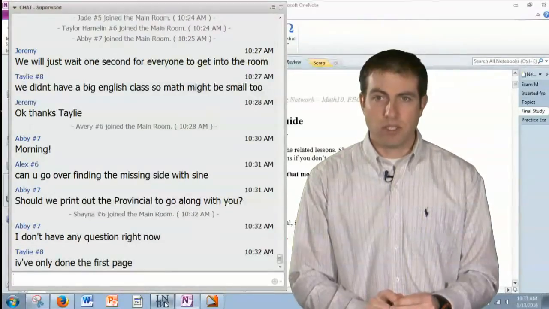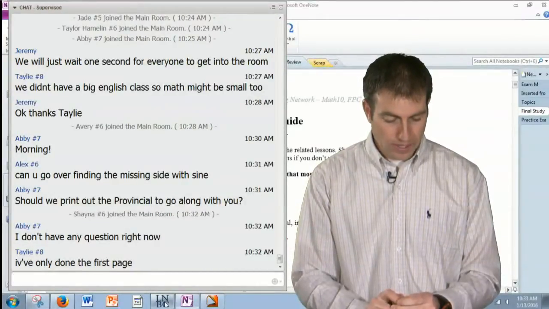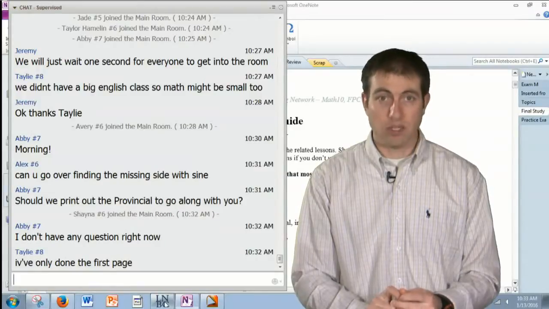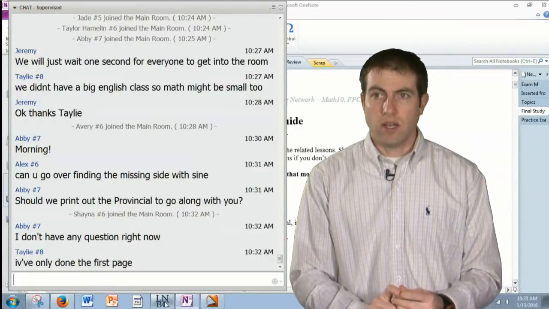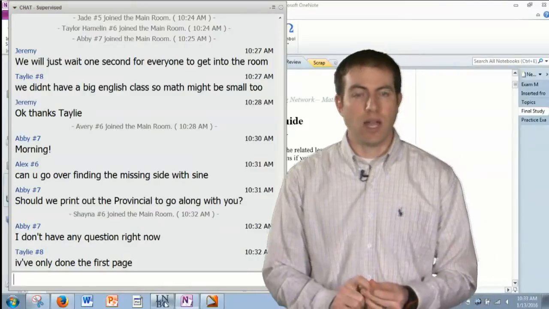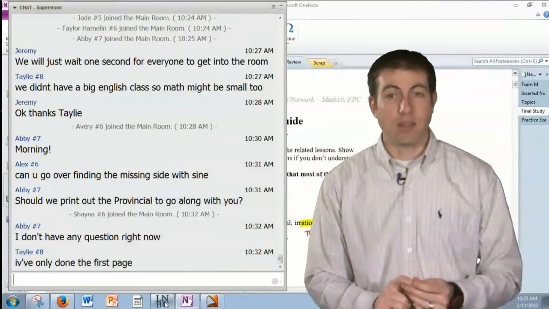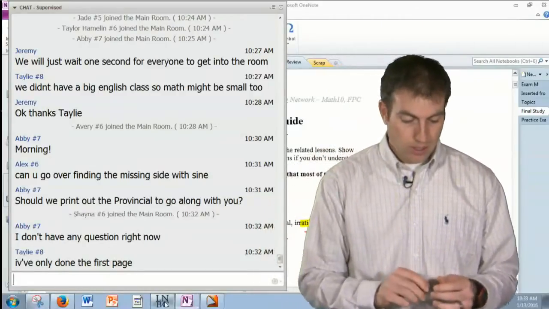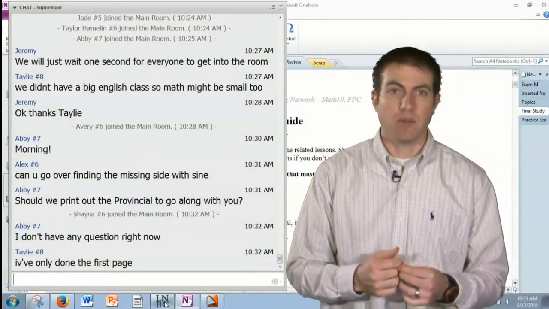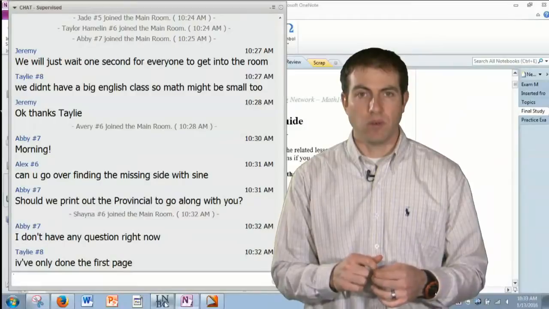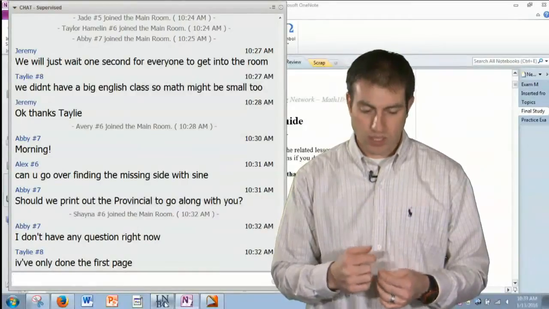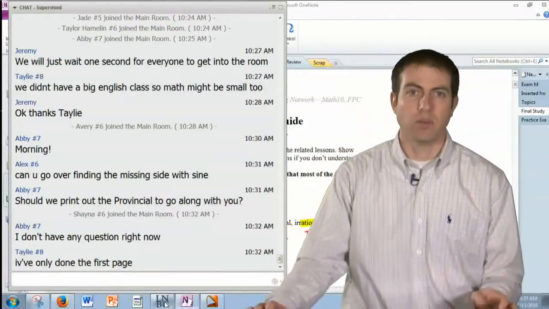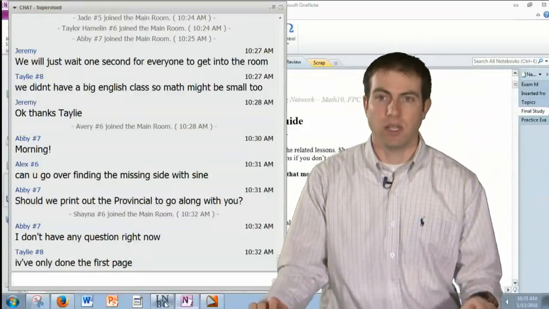So Abby doesn't have any questions, and Taylor's done the first page, which is okay. We will have this done by Monday. That's the hope, where your midterm exam is going to happen. You can bring it with you or submit it over the weekend. That'd be great. It's not a ton of work, but it is a bit, so you don't want to leave it to the last minute.